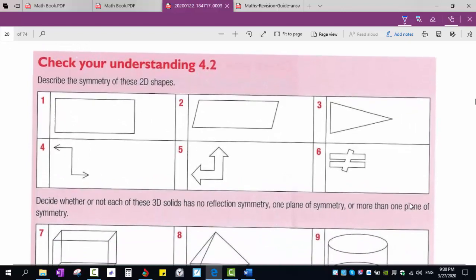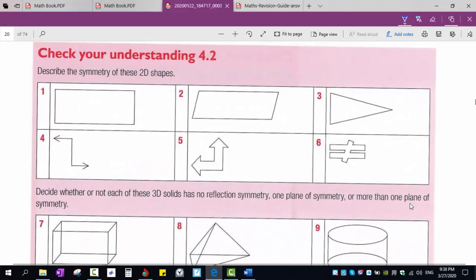Line of symmetry and order of rotational symmetry. A rectangle has two lines of symmetry and it has order 2 rotational symmetry. A parallelogram has no line of symmetry and it has order 2 rotational symmetry. This triangle has one line of symmetry and it has order 1 rotational symmetry.